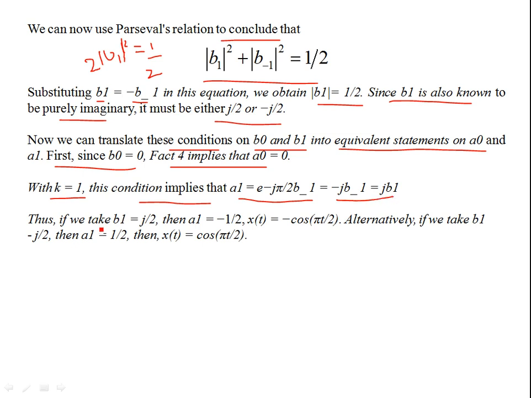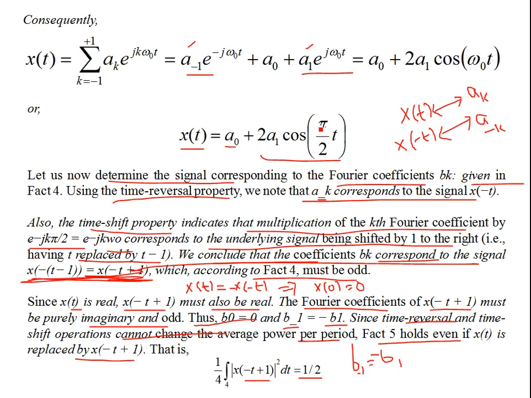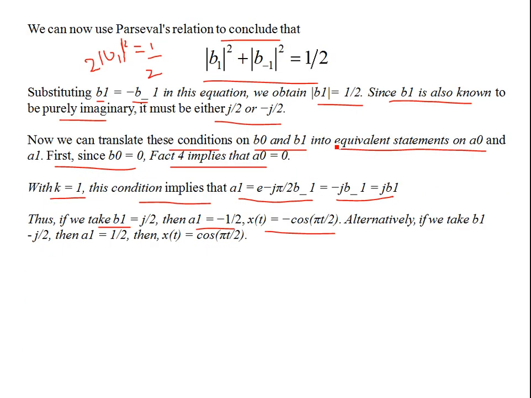So if we take b1 as j by 2, then a1 is minus 1 over 2, and x(t) is minus cosine of pi t by 2. How is it coming? Because a0 is 0 over here, since b0 is 0. So you have twice a1 cosine of pi t by 2. So a1 could be minus 1 by 2, because if we take b1 as j by 2, then a1 is minus 1 by 2, and this corresponds to minus cosine pi t by 2.